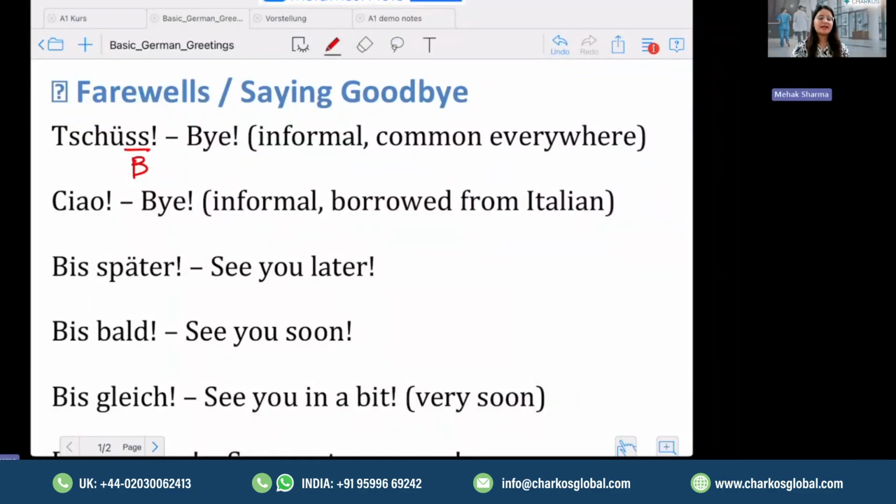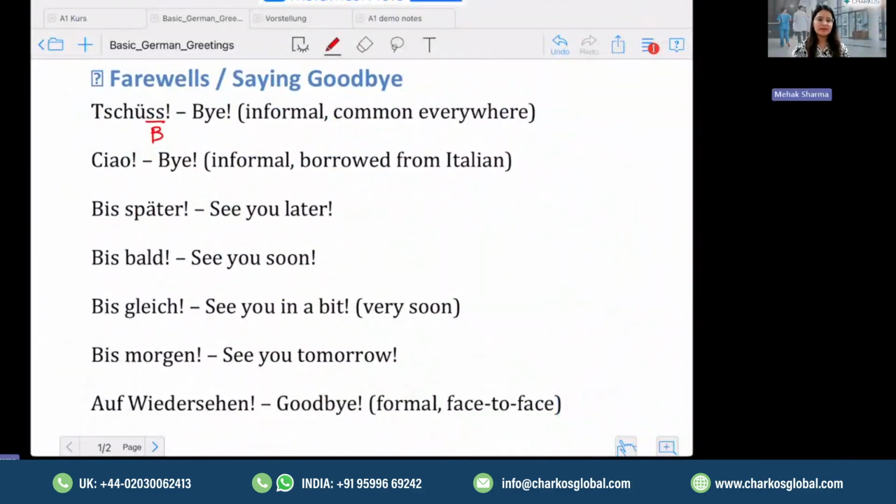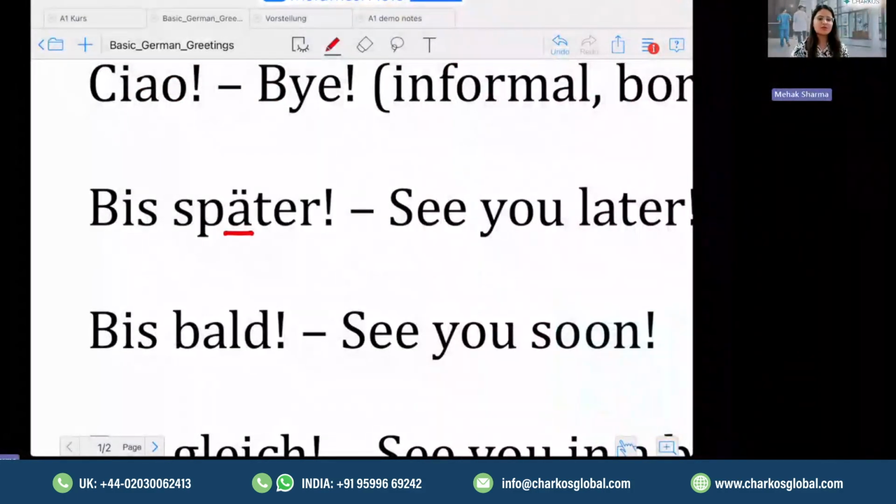Then next is a very common one. You must have heard this. It is basically borrowed from Italian, but widely used, especially amongst youngsters in Germany. Ciao. Ciao, Tschüss, both mean bye, both are informal. Next is Bis später. Bis später. See you later. Bis später. Now, see, that is an umlaut. That is not without umlaut.